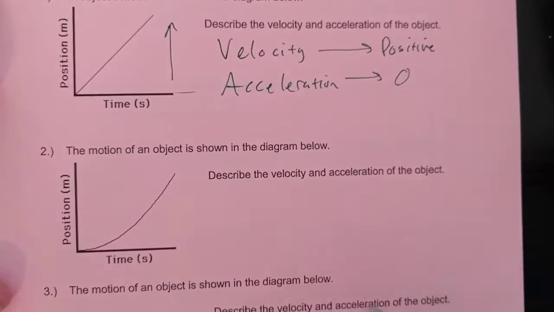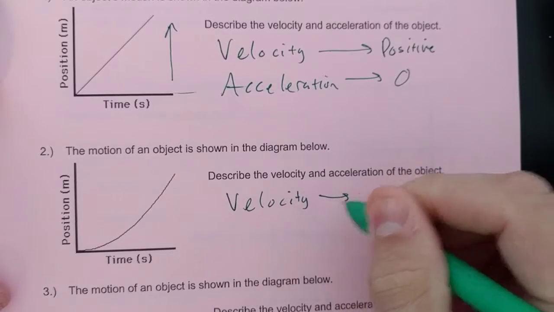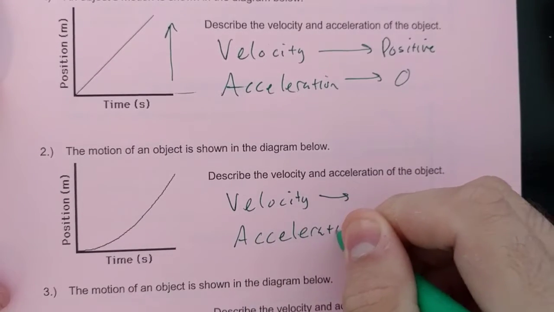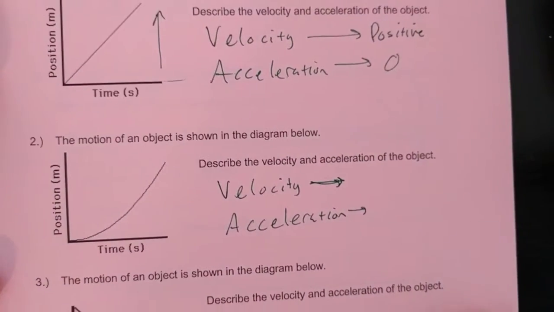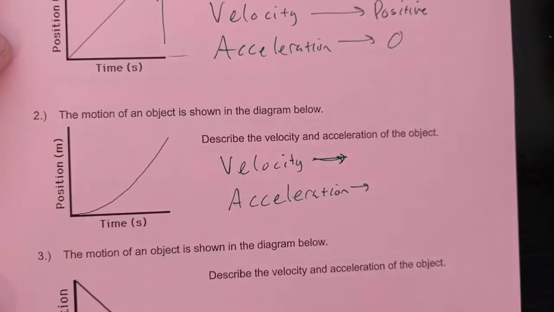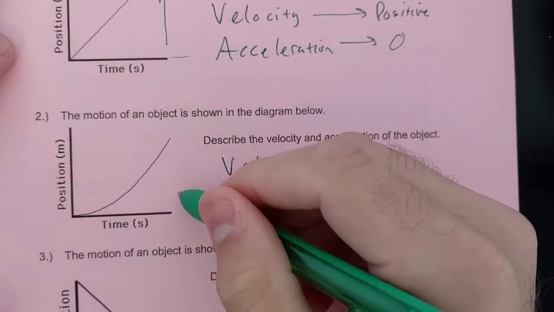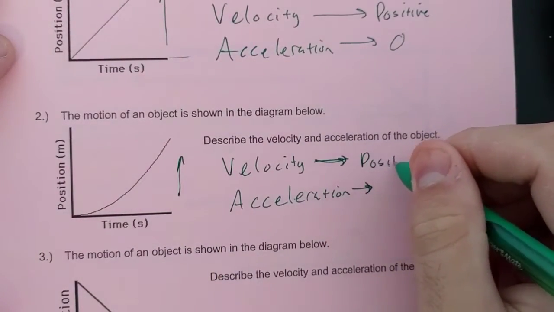Number two, the velocity and acceleration of this graph. We notice that on a position time graph such as this, there's no linear portion of the graph. So therefore, we know for a fact that acceleration is not going to be zero. It's a non-zero acceleration. The question is, is it positive or is it negative? Let's answer that after we do velocity. Velocity, again, this object is getting further away. Velocity is going to be positive.